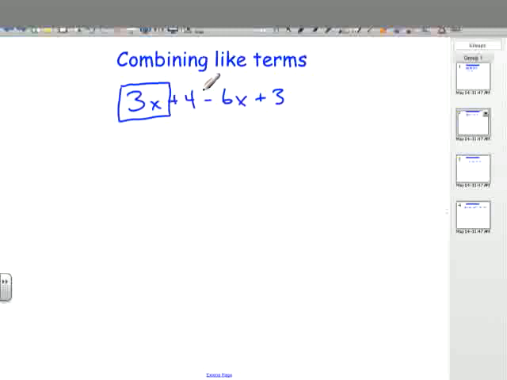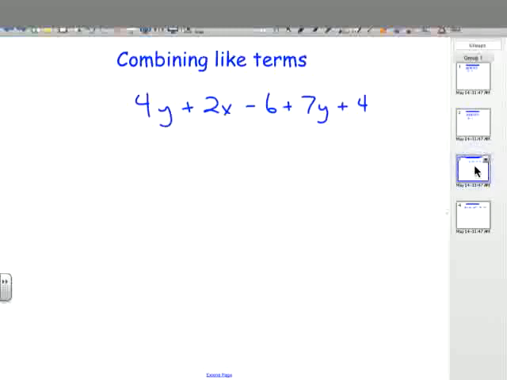There's one with an x attached to it, so I can box that. Remember, I want to include that sign. That sign is important. And then this does not have an x. So the ones without x's, I'll circle those again. Circle that. Combine my x's. I have 3 x's and I have negative 6 x's. 3 minus 6 is a negative 3. So I have negative 3 x's, and I've got 4 and 3, so that's a positive 7. And again, that's finished. Combined like terms, I can't do anything else with those.